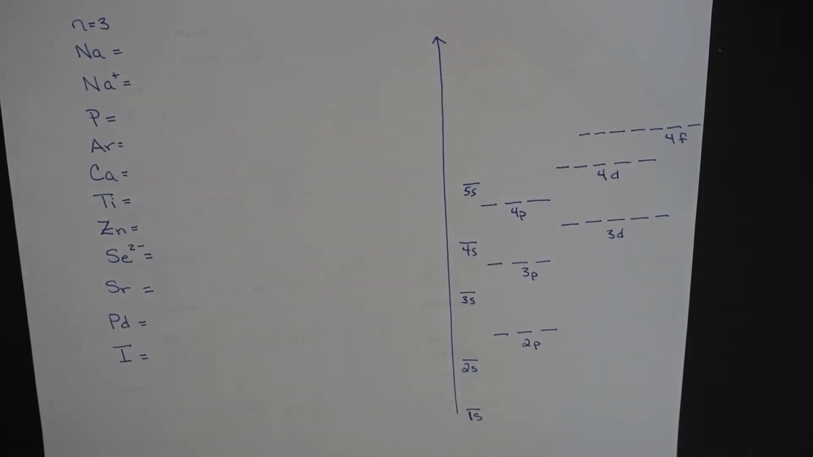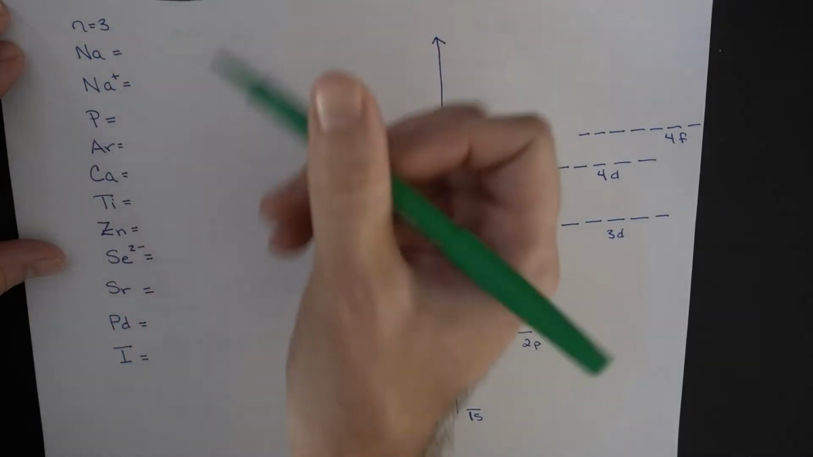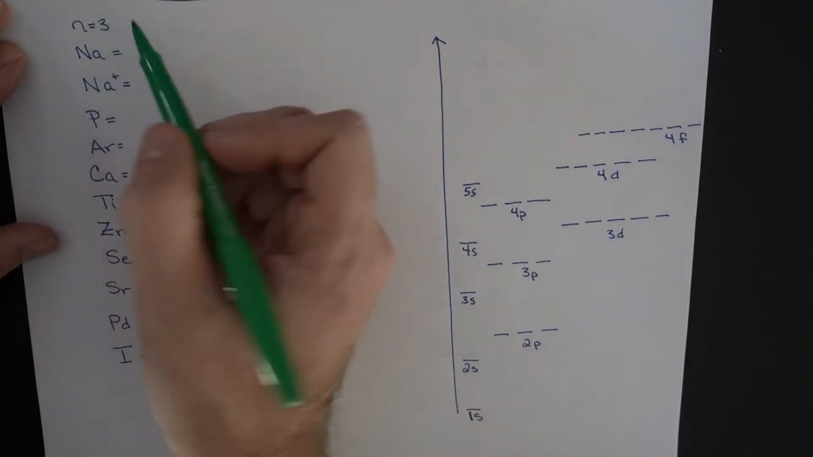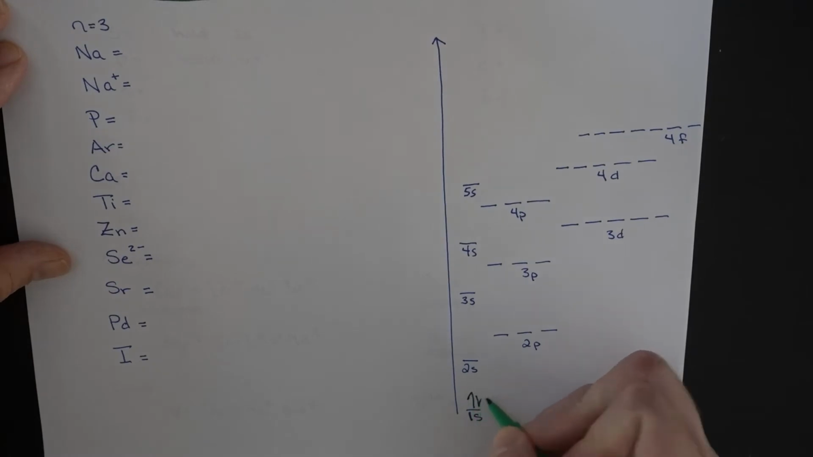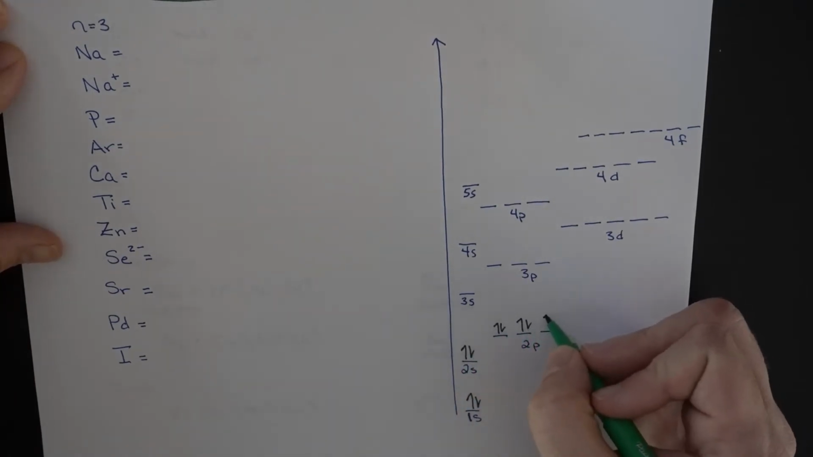So we're going to pick up with electron configurations. If you haven't watched the previous video, you may want to. So we're going to start here at n equals 3. So at this point, all these electrons here are in their spots.